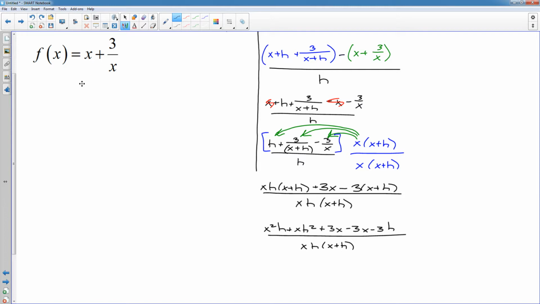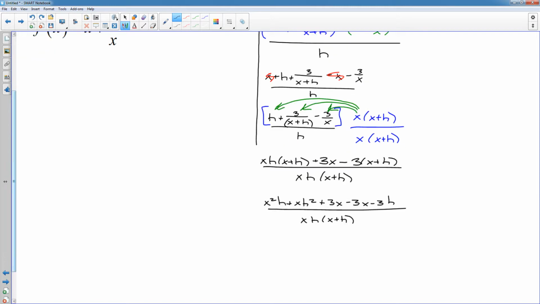And now I should be at the point where I can clean up and simplify some of this stuff in the numerator. Let's see. Not a whole lot happens. I can cancel the 3x's, and I'm left with x squared h plus xh squared minus 3h. And finally, in the numerator, I can factor out an h, which will cancel with the h in the denominator.